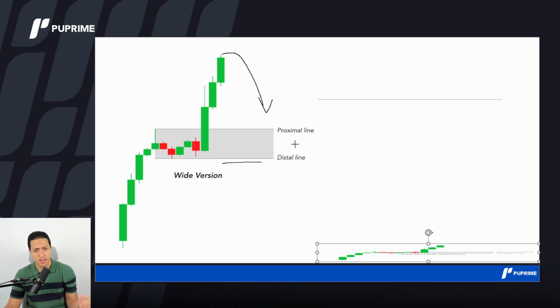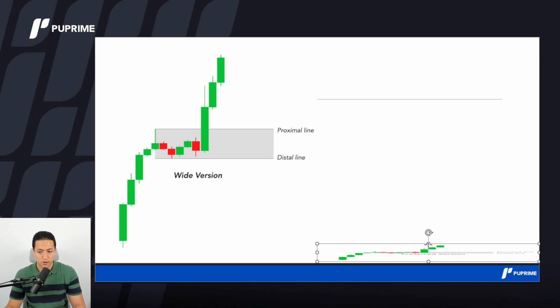So the proximal and the distal, I don't care about the names. Just call them A and B. But you should know where is A and where is B and what's the use of every line. So the proximal is the entry. And the distal is where you should consider your stops to be placed. The other side.